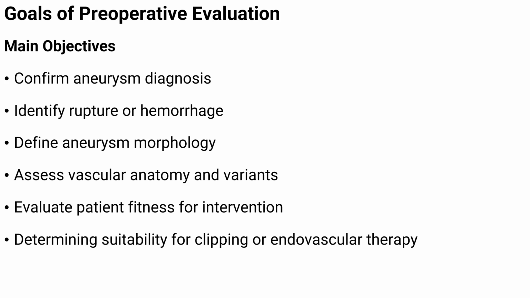Clinicians must first confirm the diagnosis and identify evidence of hemorrhage, while also carefully defining aneurysm morphology, assessing vascular anatomy and anatomical variants, and evaluating whether the patient is medically fit for intervention during a period when neurological status may change rapidly. Treatment selection is equally important. Determining whether microsurgical clipping or endovascular therapy is more suitable depends on aneurysm configuration, vascular relationships, and overall patient condition before intervention begins.